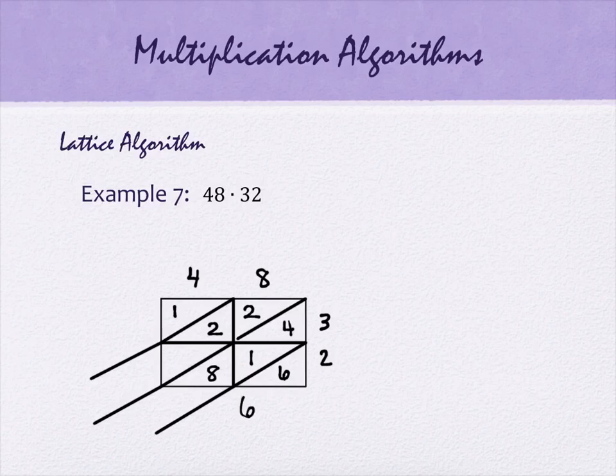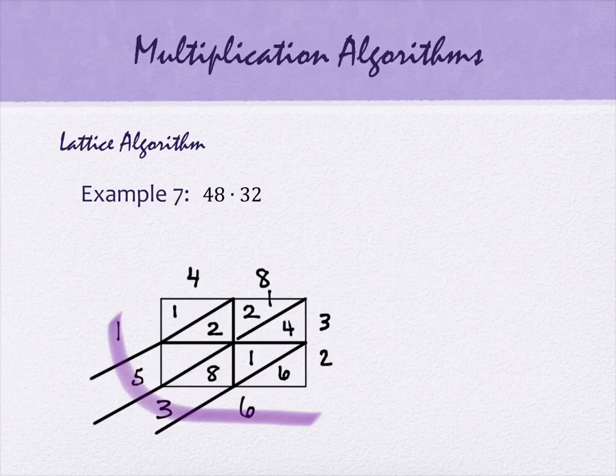And then I'm adding 4, 1, and 8. What's that give me? 13. So I put the 3 down here, and I carry the 1 to the next one. Then I have 1, 2, and 2, which is 5. And then the last one in the top left corner is just the 1. And then our answer is down here.